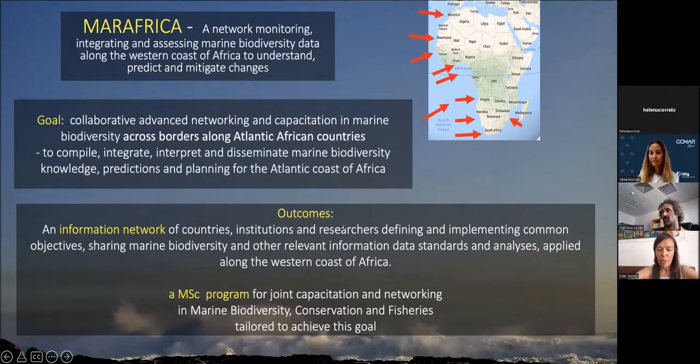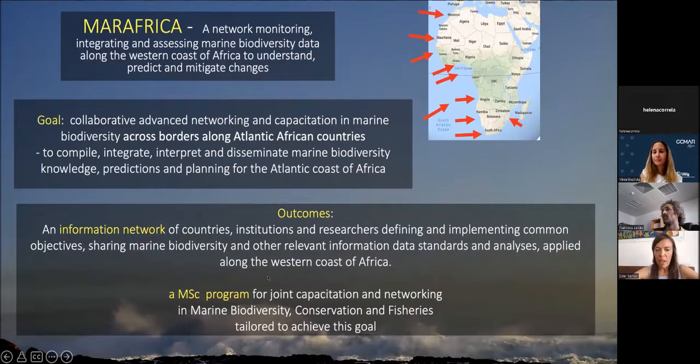The outcomes that we are trying to achieve is this information network developed with the institutions across all these countries and researchers that together will define and implement common objectives and share the standards for marine biodiversity information organization and use, and other relevant information, data standards, and analysis standards, applied along this coastline.